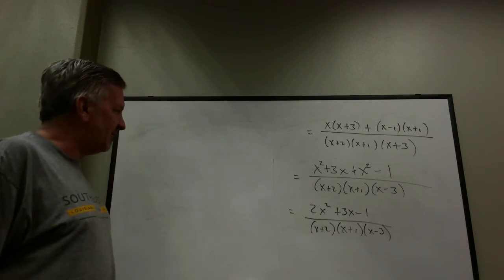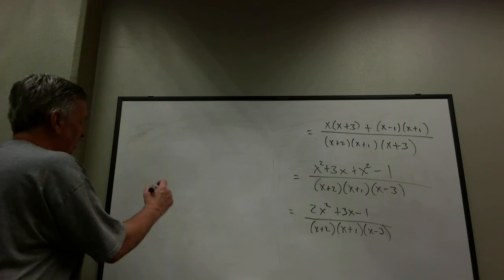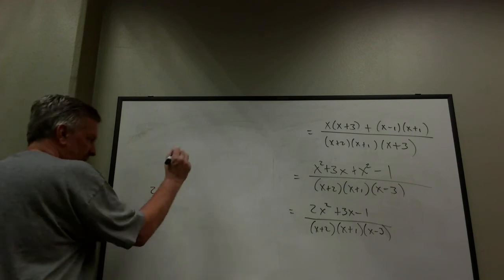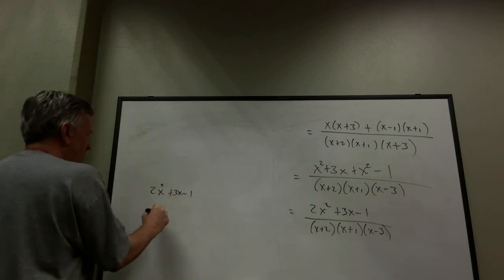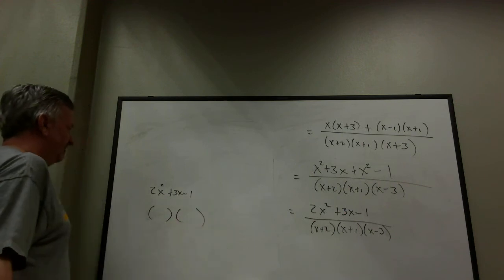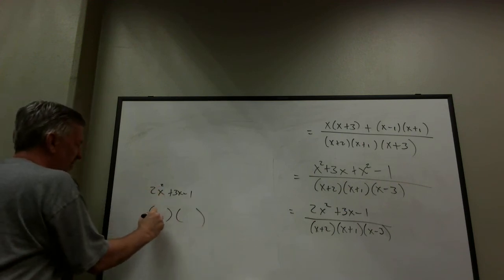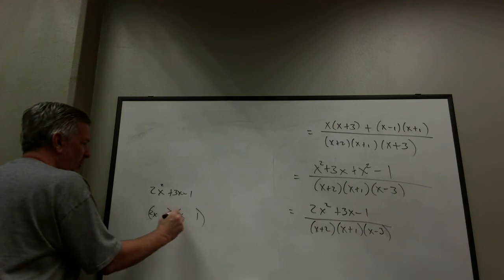So can I factor 2x squared plus 3x minus 1? This is going to be scratch work, just do it on scratch paper. So can I factor that? Factors of 2x squared are 2x and x, and I have a 1 and a 1.